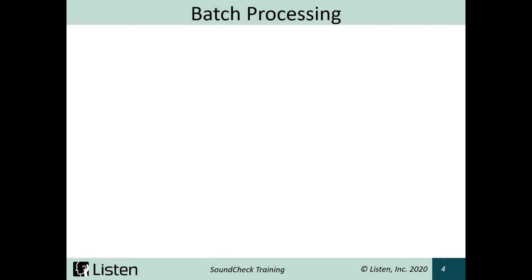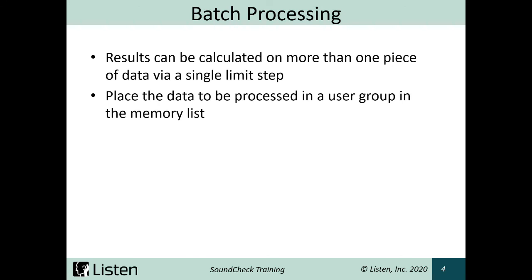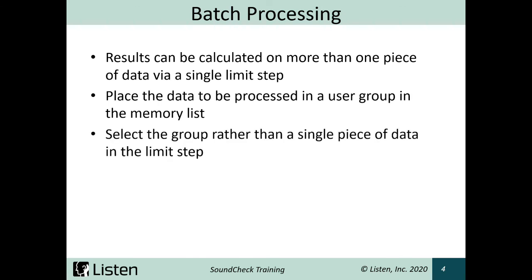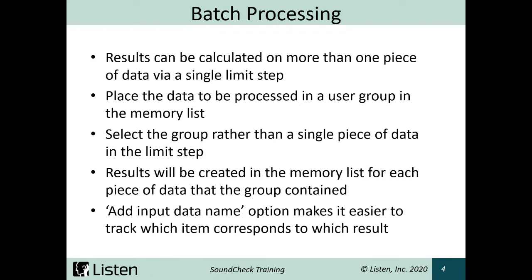Limit steps can use batch processing. Instead of just running one piece of data through a limit step, you can place the data in a group, then point to that group instead of the single piece of data. This will output a result for each piece of data in the group. If using batch processing, it's recommended to enable Add Input Data Name. This will make it easier to find out which result came from what piece of data.